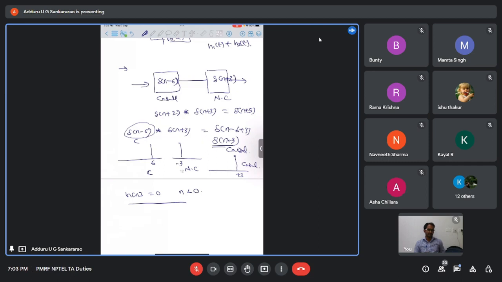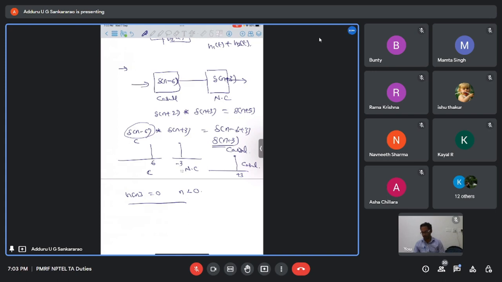So two systems are cascaded, one is causal and another one is non-causal. Then it need not always be non-causal. Sometimes it can be causal. One example is this one.